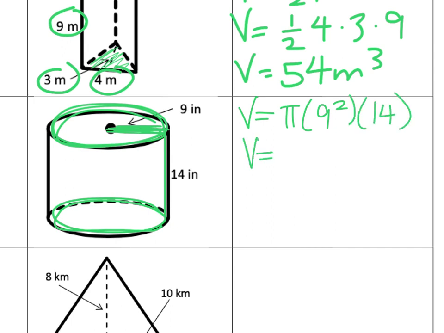So I'm going to put that in my calculator, and when I do, you can use the pi key, but you can also use 3.14 instead. And I get 3,560.76, and this is inches cubed.